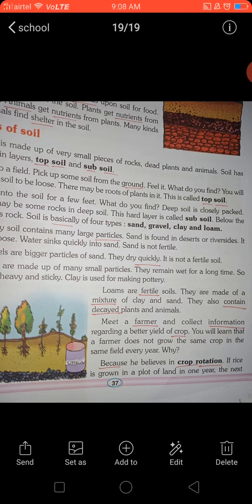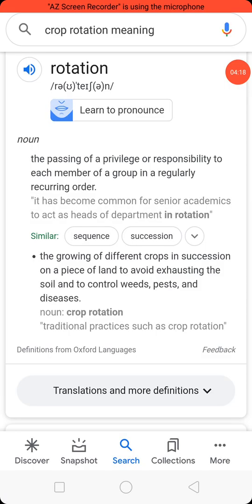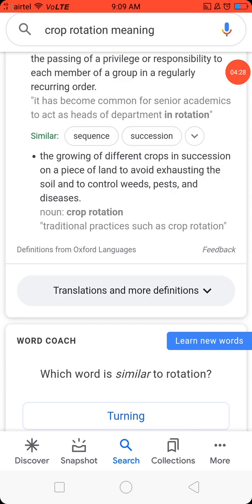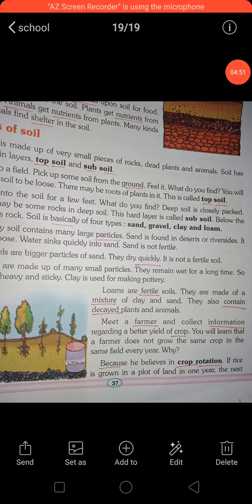Meaning of crop rotation is what? Let me explain to you. How to pronounce rotation? Rotation. Crop rotation. The growing of different crops in succession on a piece of land to avoid exhausting the soil and to control weeds. Weeds are unwanted plants, children. Pests and diseases. Got it? Pests are insects. So with the help of that clip, you got to know the meaning of crop rotation. This was a recapitulation of our last video.